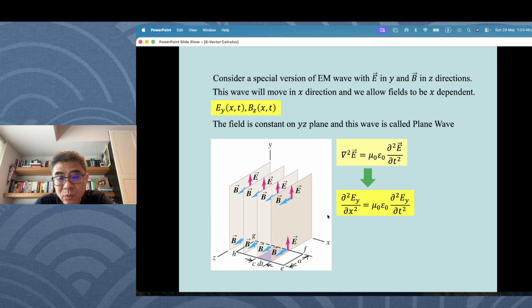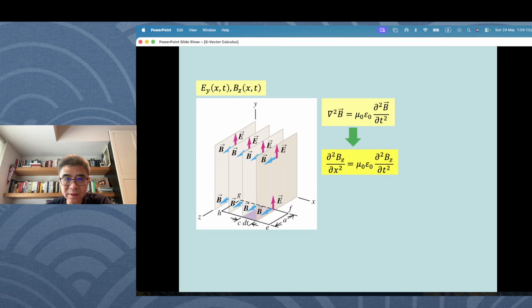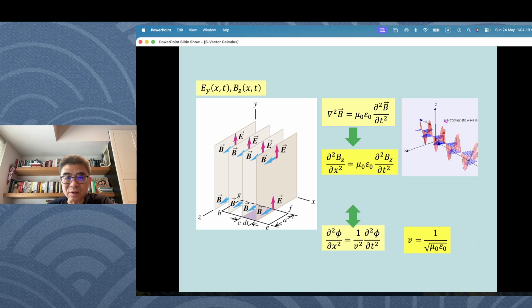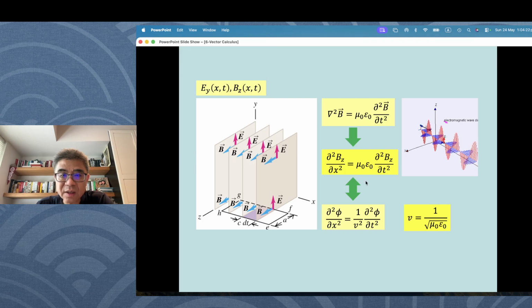Therefore, we are only left with partial squared EY over partial x squared on the left-hand side. On the right-hand side, you pick out the EY because that's the only thing that exists. So it is partial squared EY over partial t squared times mu 0 epsilon 0 equals partial squared EY over partial x squared. It's the same thing for BZ. So let's not go into detail here. BZ satisfies almost exactly the same equation as EY.